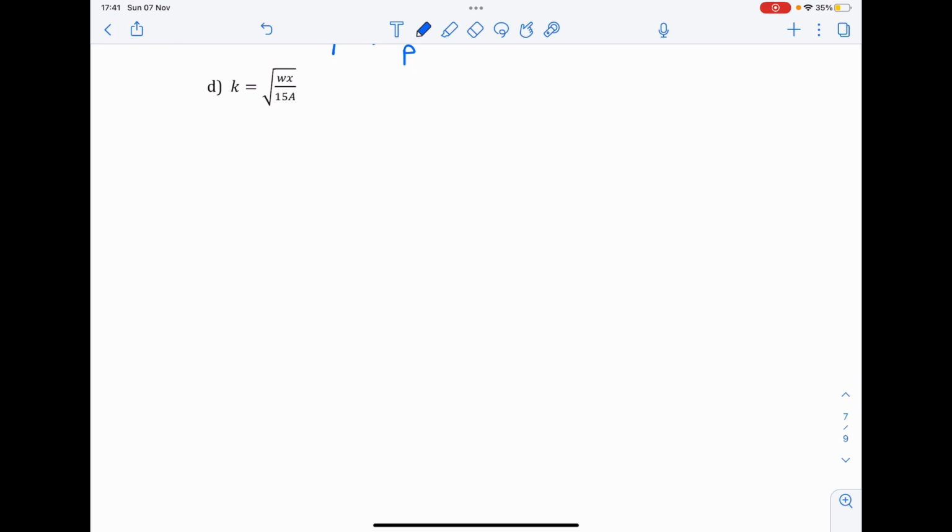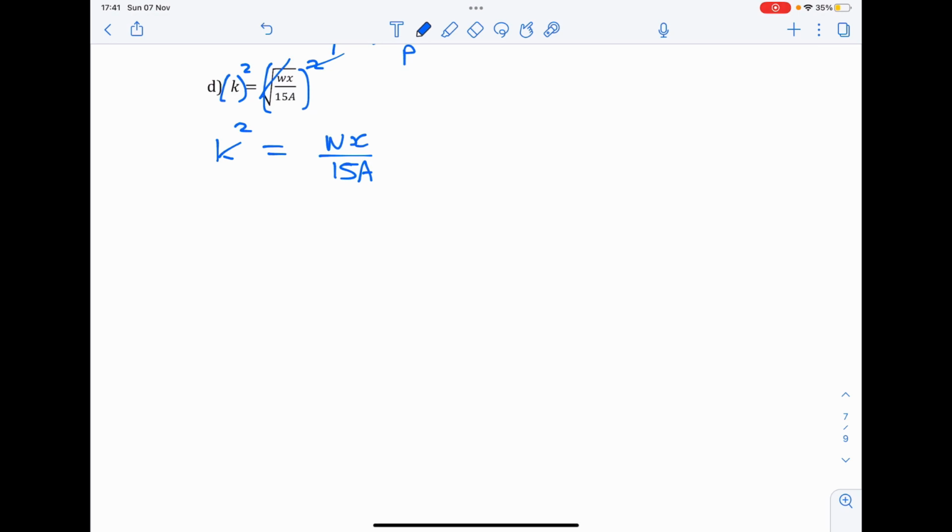Next one. We want x by itself again. To get rid of the root, we can square both sides. What you do to the one side, you do to the other side. So the square cancels the square root sign. So k squared is equal to wx over 15a.